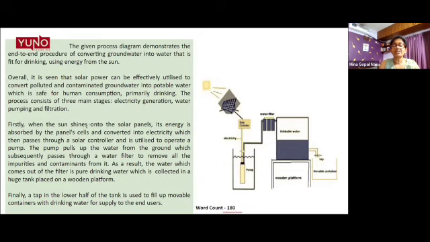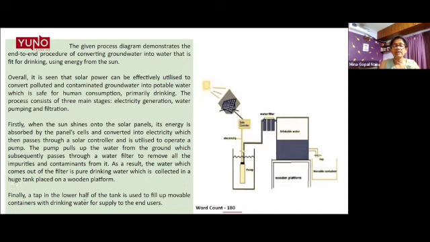Firstly, when the sun shines onto the solar panels, its energy is absorbed by the panel cells and converted into electricity, which then passes through a solar controller and is utilized to operate a pump. The pump pulls up the water from the ground, which subsequently passes through a water filter to remove all the impurities and contaminants from it. As a result, the water which comes out of the filter is pure drinking water, which is collected in a huge tank placed on a wooden platform.